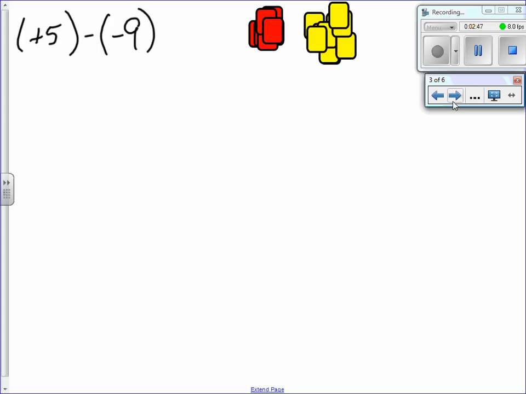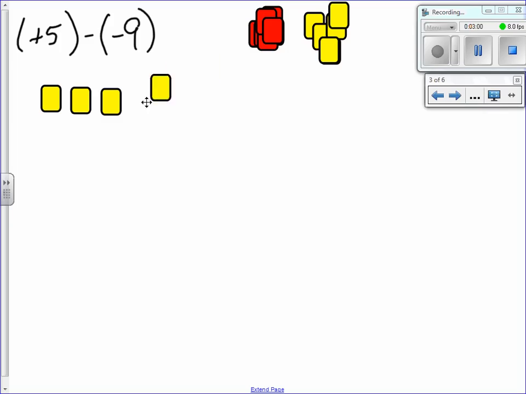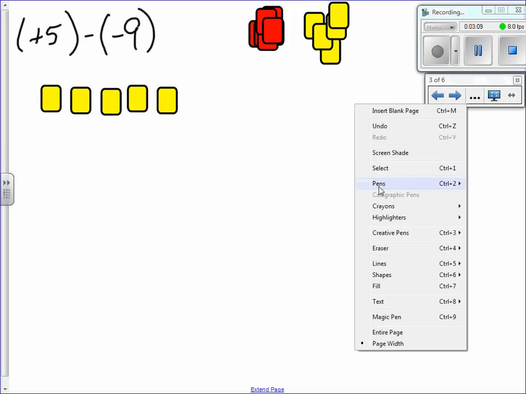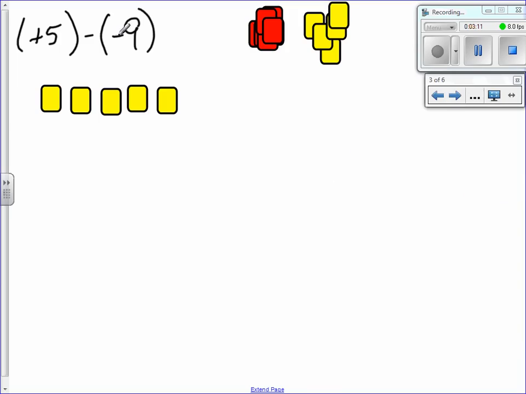We've got +5 minus -9. How are we going to do this? If we go with +5, that means I'm only going to put out 5 yellow tiles. Well, the problem is, and this is simple mathematics, if I'm supposed to take away, actually, it's supposed to be +5 minus +9. Let me just change that, because there's a slight mistake there. It's a +9. So if I have to take away 9 from 5, I can't do it. I've only got 5 tiles here.